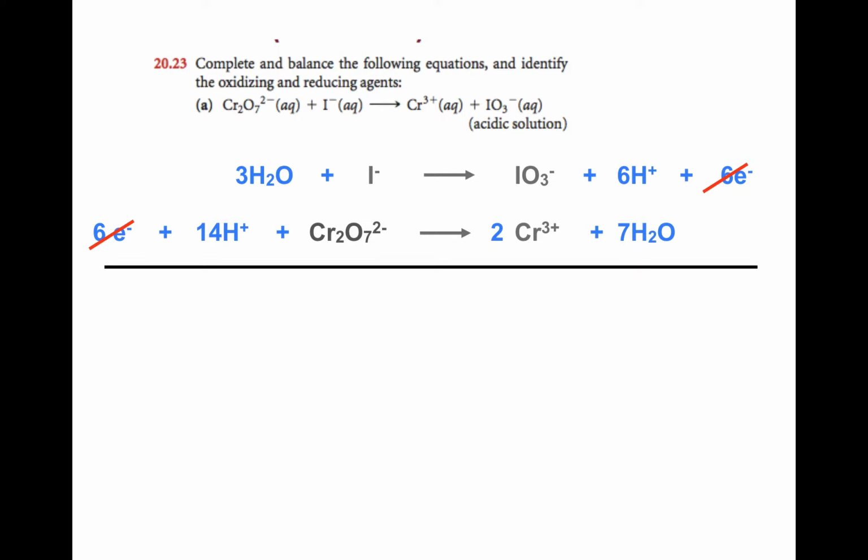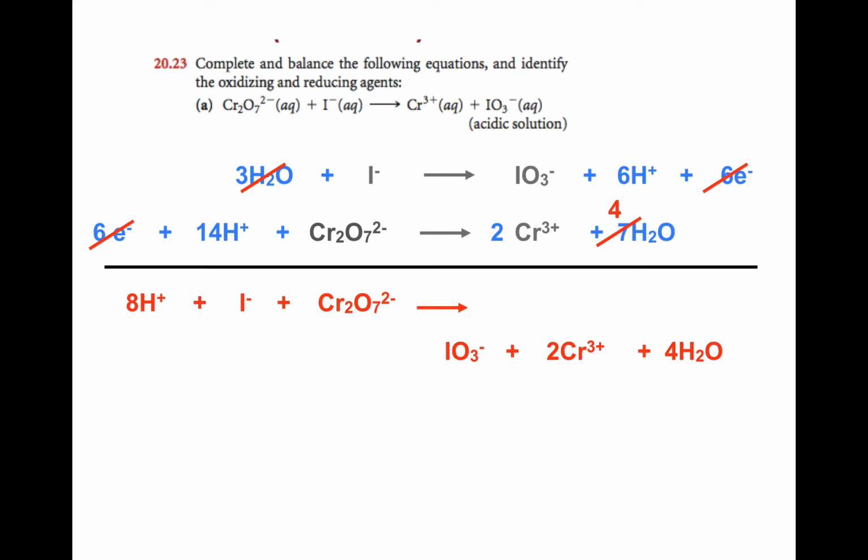I now have a redundancy here of 6 H pluses, right? I have 14 going in and 6 coming out, so I can get rid of 6 of those H's. And I've got 3 waters going in and 7 coming out, so I can get rid of 3 of those waters. Add the half reactions back together. Oh, I forgot to cross out the H pluses.